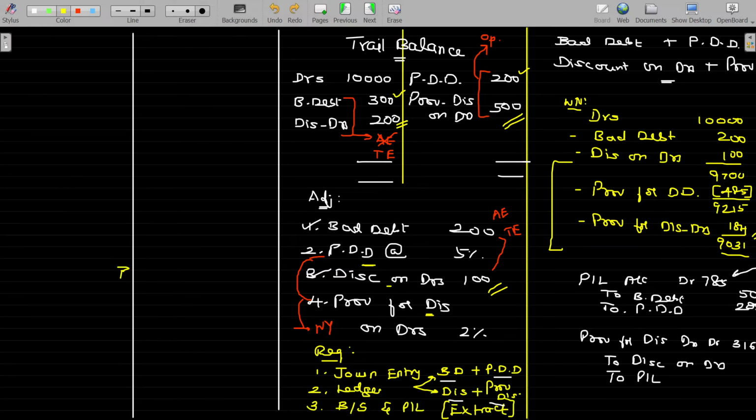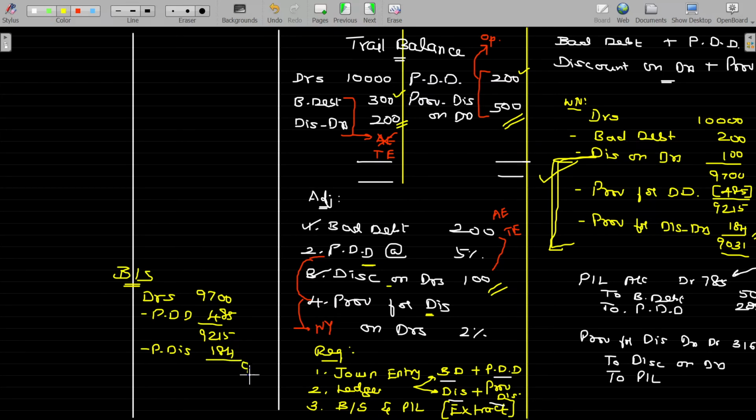In balance sheet, what we do is very simple. This block will come in the balance sheet. This block will come in the balance sheet. So, debtors 9,700 minus PDD 485, 9,215 minus provision for discount 184, outer column 9,031. See, we are skipping so many journal entries to directly post that in the balance sheet.